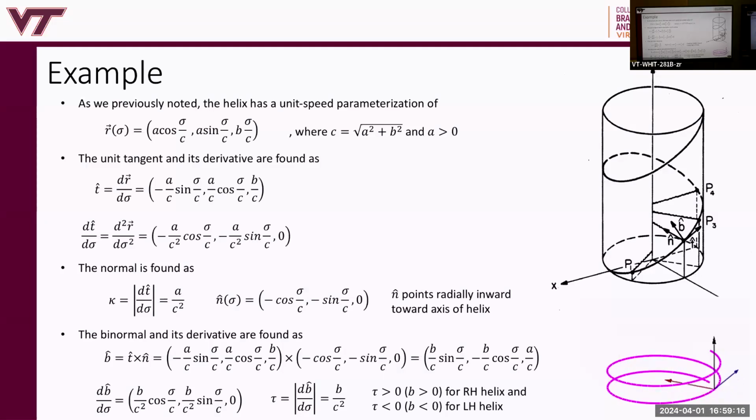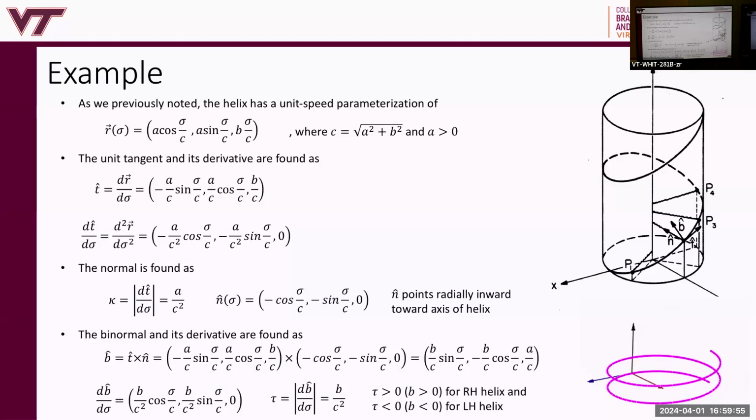All right, so the unit tangent and its derivative we find by differentiating first. The tangent is found by dr d sigma, so we differentiate that. The derivative of cosine is negative sine, and the derivative of sine is cosine, and then we get b over c, because we are differentiating with respect to sigma. Okay. Now we need to calculate dT d sigma, which is d2r d sigma squared, the second derivative of r basically. And we get this expression here. All right. Now we calculate the normal.